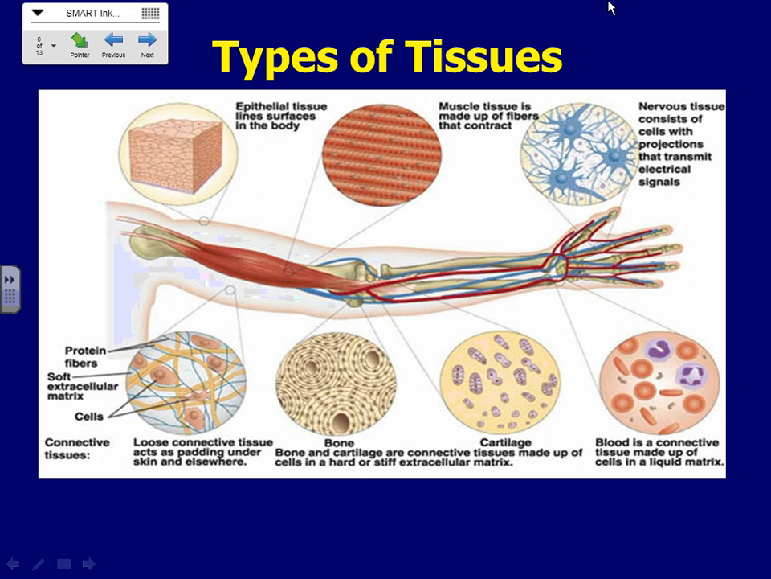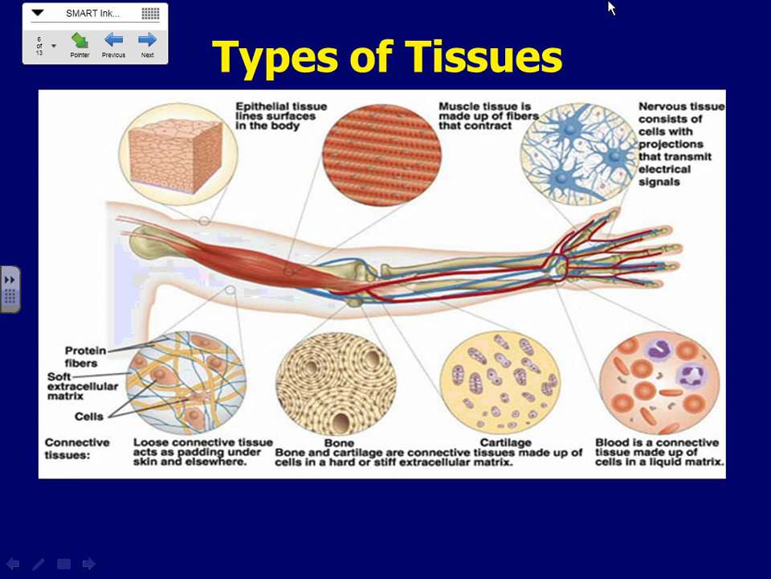Nervous tissue consists of cells with projections that transmit electrical signals. So we could be talking about, obviously, nerves that are to the outside of the body. We'll talk about the nervous system. We call that the peripheral nervous system. And we're also talking about the brain and the spinal cord. We call that the spinal nervous system, or the central nervous system.